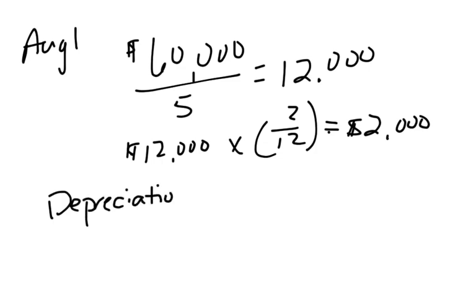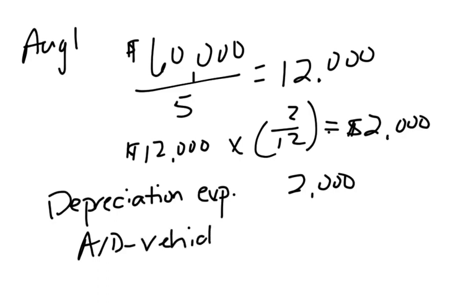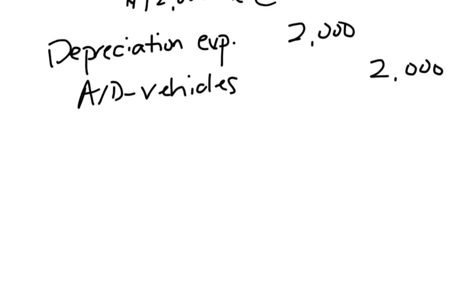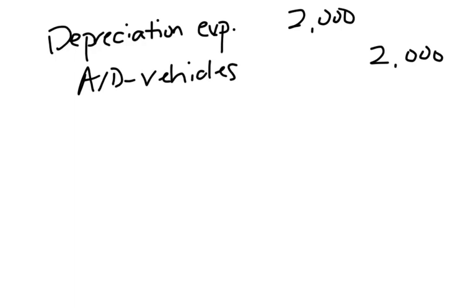So first thing is we'd make our depreciation entry. So we've got depreciation expense. We're going to debit it for the $2,000, and we're going to credit accumulated depreciation for vehicles for $2,000. Now I'm up to date with my depreciation, and now I'm ready to dispose of the asset. So the next thing I do is actually the disposal.